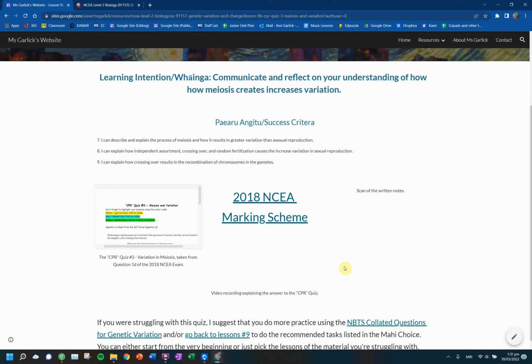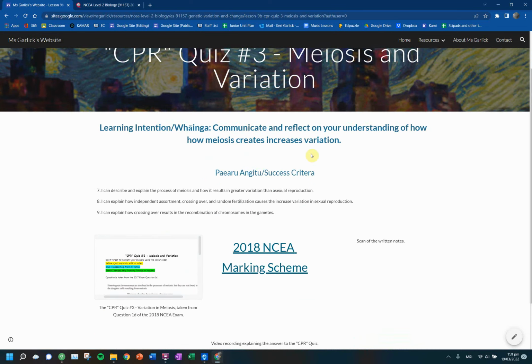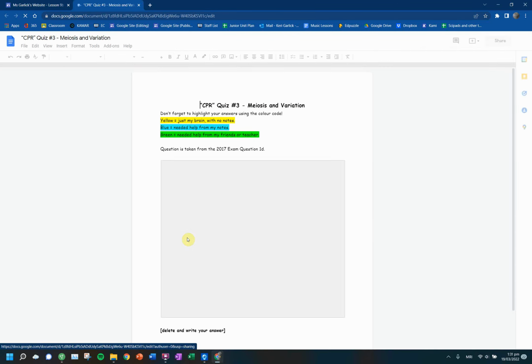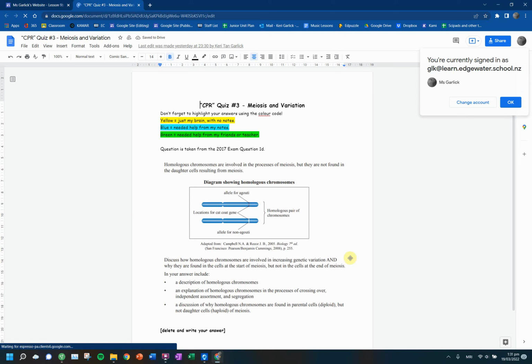Here are the answers to the CPR quiz for week number 8. This is the second task for this week. Cool. So let me just open up the quiz so you can see it. I'm not going to do a lot of writing or talking, hopefully, on this. Well, I can't write because I don't have a printer.